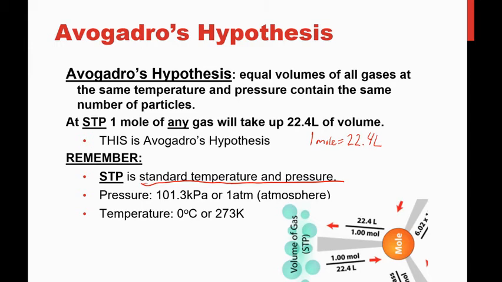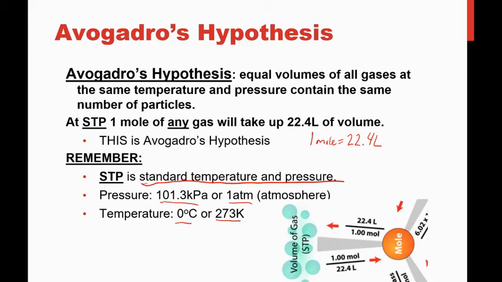Now, STP is either 101.3 kilopascals or 1 atm. They are the same exact values. You just need to know that that's what standard pressure is. And standard temperature is either 0 degrees Celsius or 273 Kelvin, which again is the same exact value.